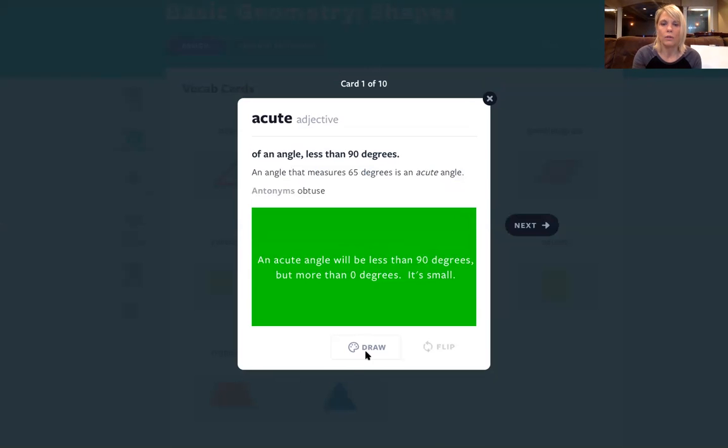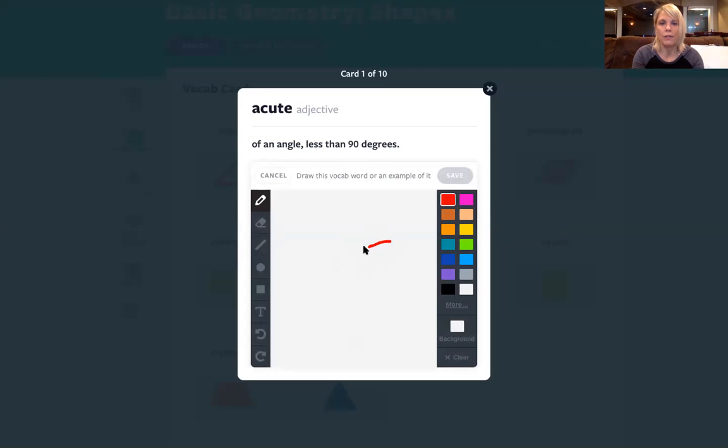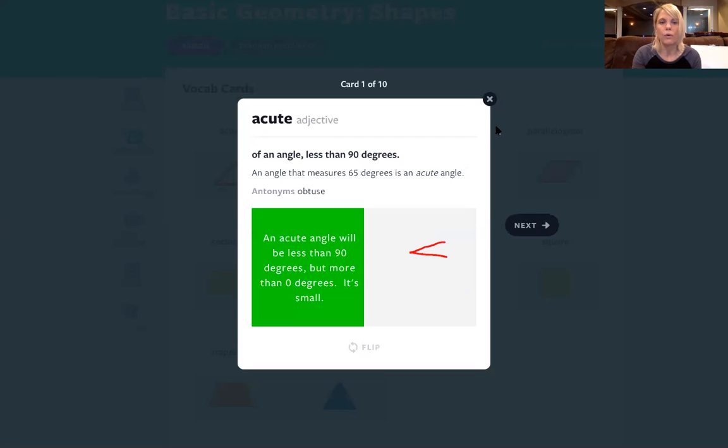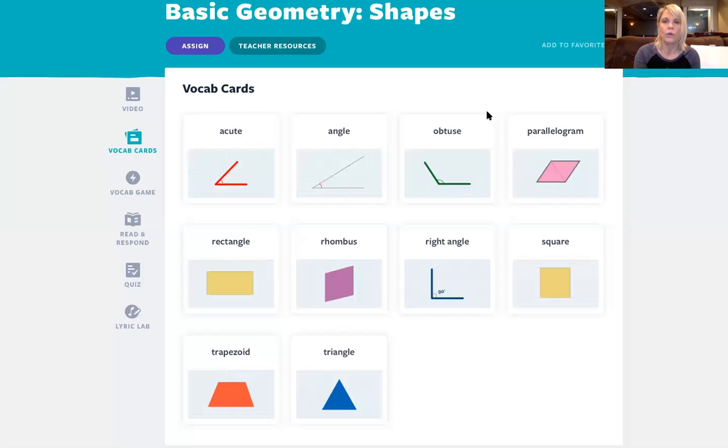And then you could draw. For this one, maybe you just draw a little acute angle to show me, oh, that's what an acute angle is. And then make sure you click save. What I'll do is look at the vocabulary cards and make sure that you showed some understanding of it. So a little sentence explaining what an acute angle is, if that was your card, a little picture to show me, and that's it. The vocabulary cards give you the definition. You just have to write a little sentence and give me a little picture of it.